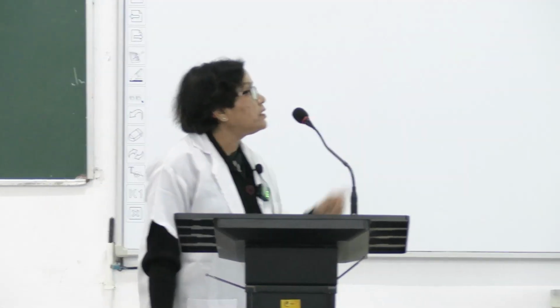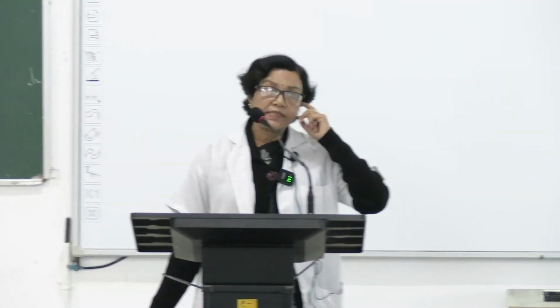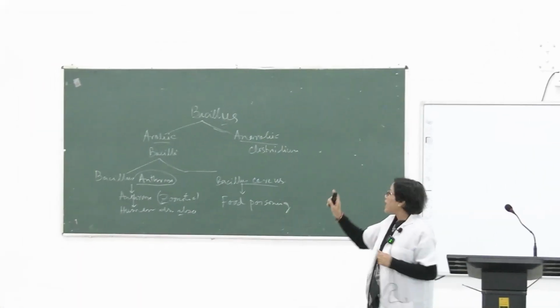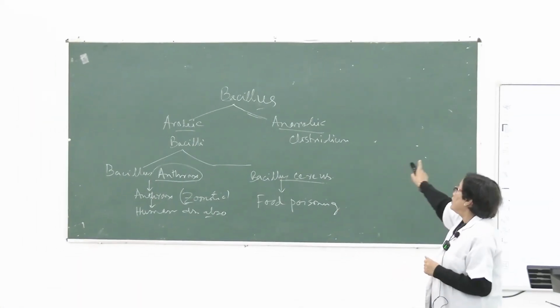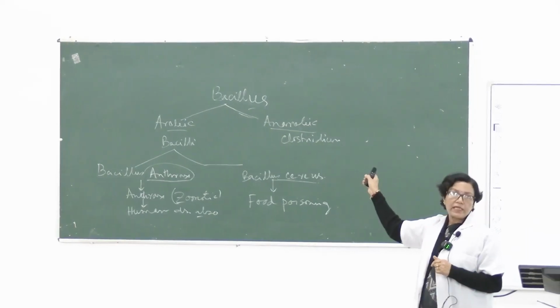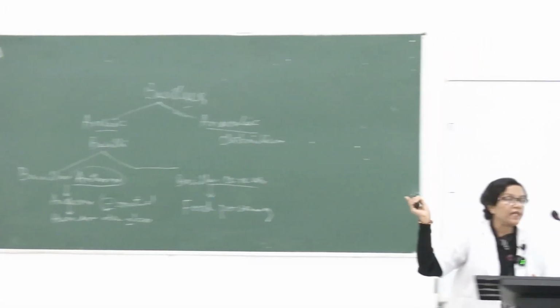Today our topic is Bacillus. Bacillus is of two types: one is aerobic bacilli, another is anaerobic bacilli. An example of anaerobic bacilli is Clostridium. These are spore bearing gram positive bacilli. Bacilli is gram positive, not cocci, bacilli, and spore bearing.